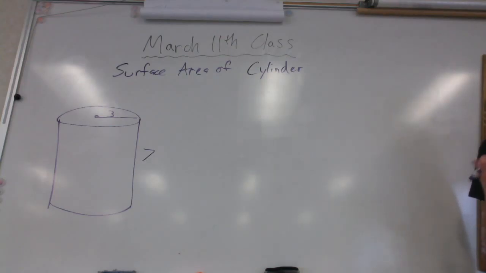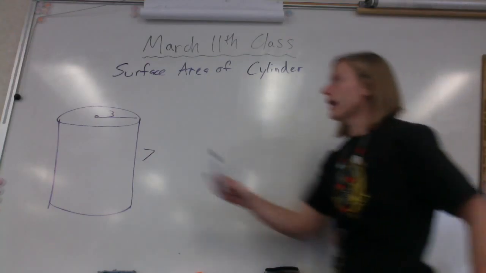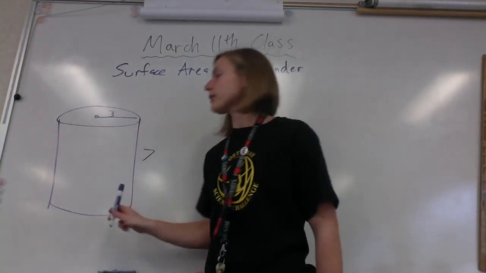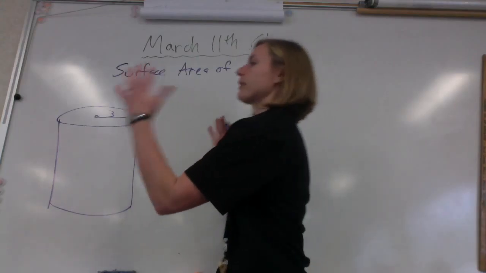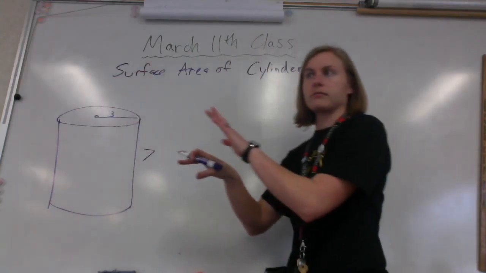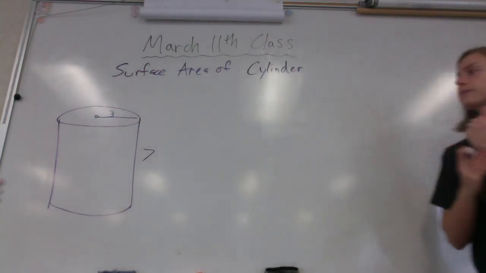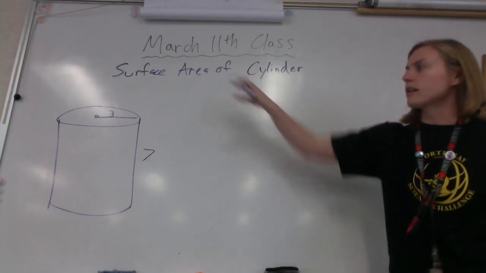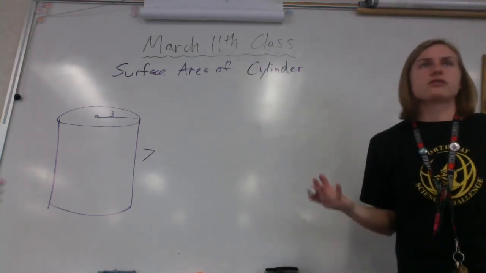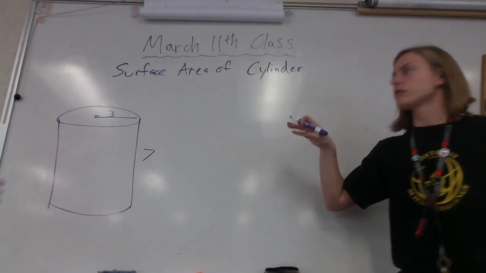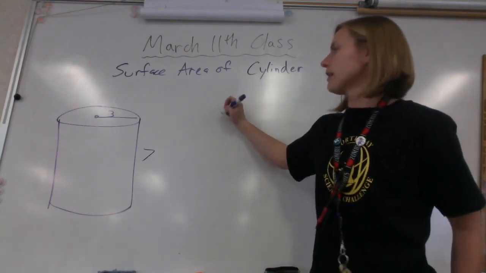So with cylinders, there's essentially three parts. You have the circle on the top, the circle on the bottom, and then this rounded outside part, which is where circumference is going to come in. So if I wanted the circle on the top, that's just the area of that circle. How would I find that here?